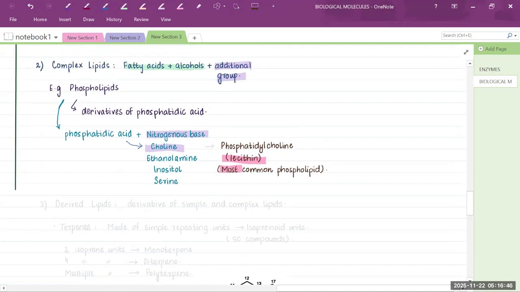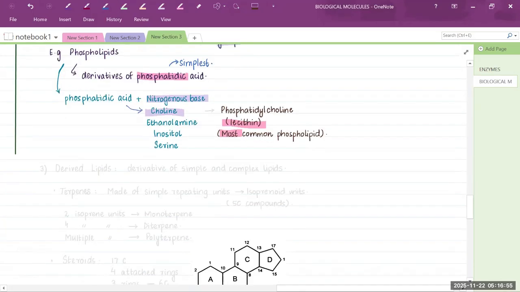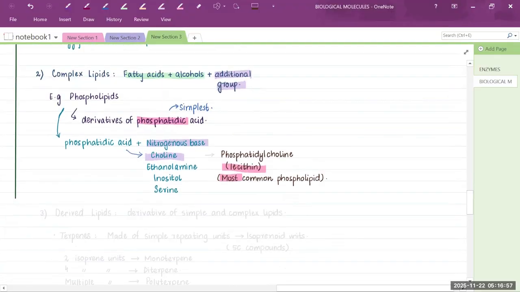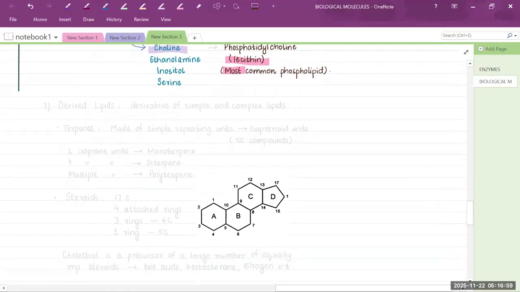We saw that phosphatidic acid is the simplest, and this one is the most common. You guys need to remember these names. That's all about the complex lipids.